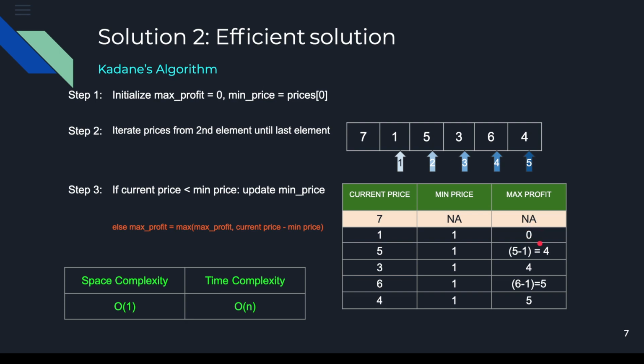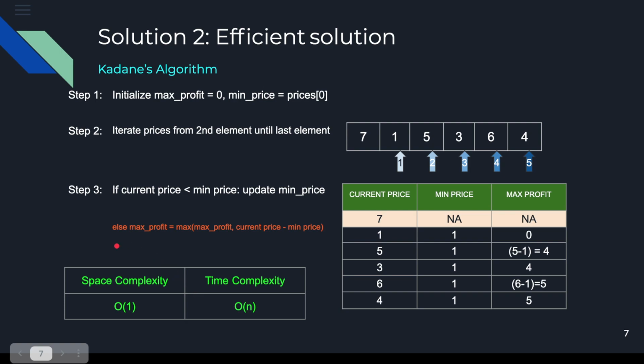Maximum profit will get updated after that on the current price 5, which updates the value from 0 to 4. And when the current price reaches the value 6, the profit is increased from 4 to 5, because that is the maximum profit, but the minimum price stays the same throughout the period, because that is the minimum value that you can find in the array.